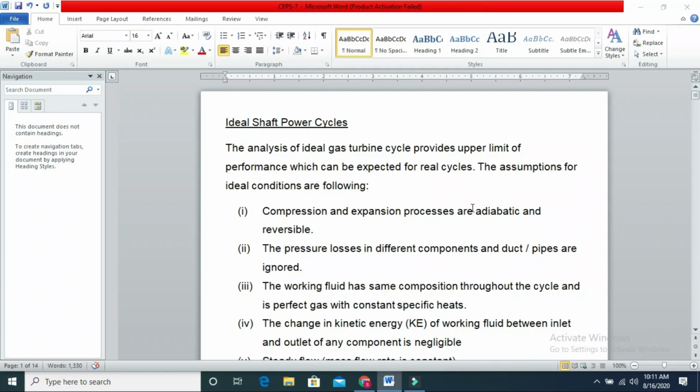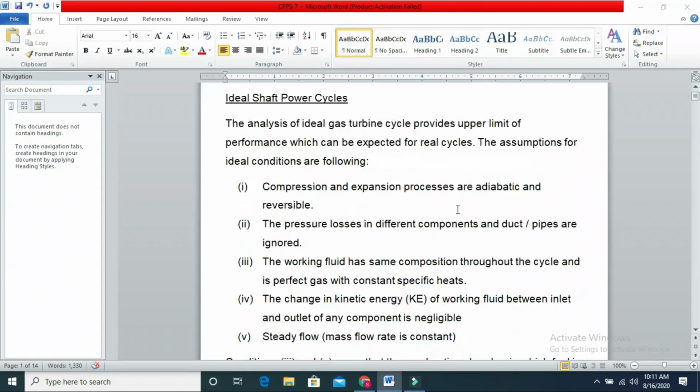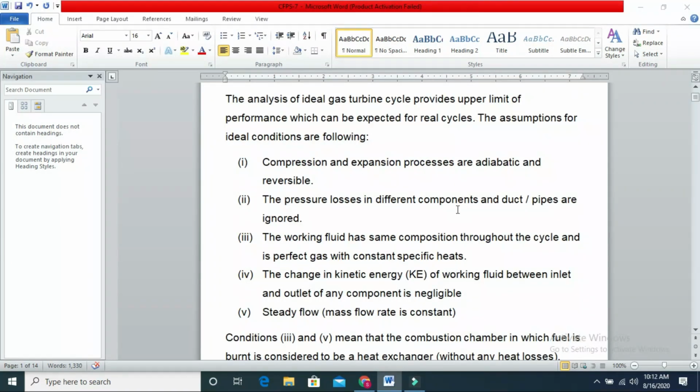The reason is that the analysis of the ideal cycle is much easier, less complicated than the real cycles. In the real cycles, there are many irreversibilities which are ignored in the ideal cycle. So for the gas turbine system, the ideal conditions which we assume are that the compression and expansion processes are adiabatic and reversible. So in the compression and expansion processes, we are ignoring any heat transfer and any increase or decrease of entropy.